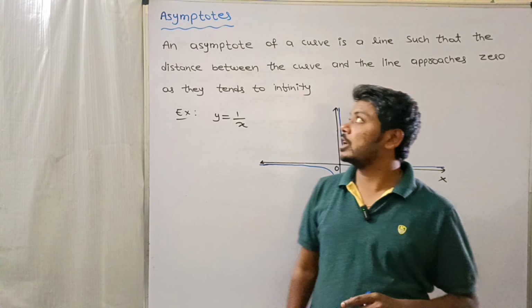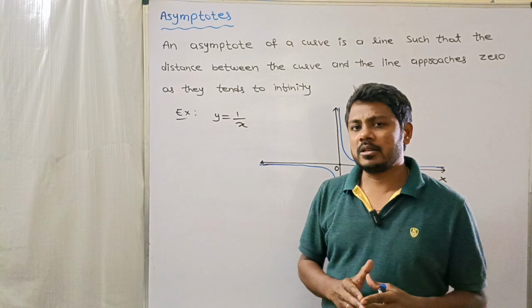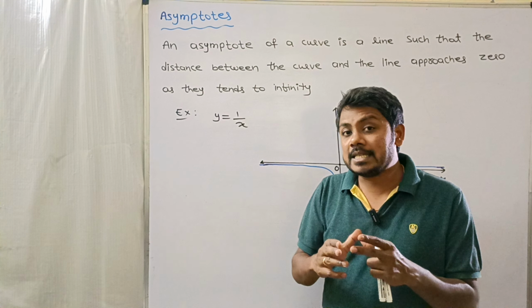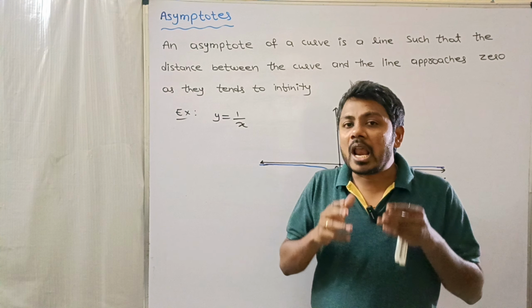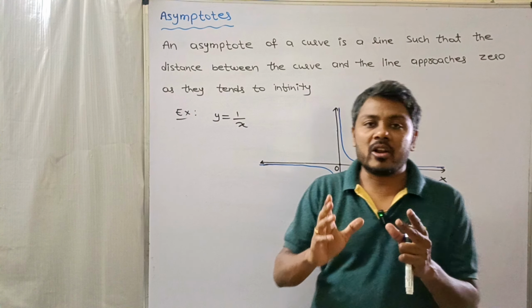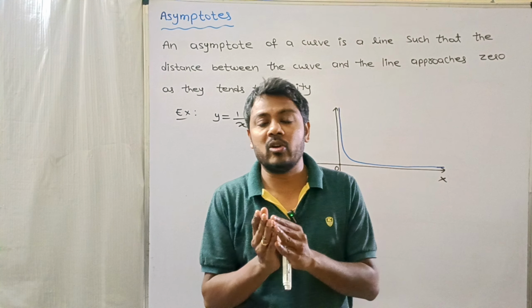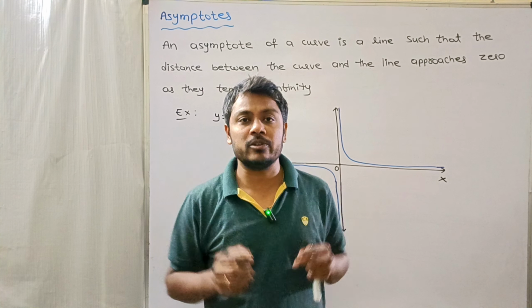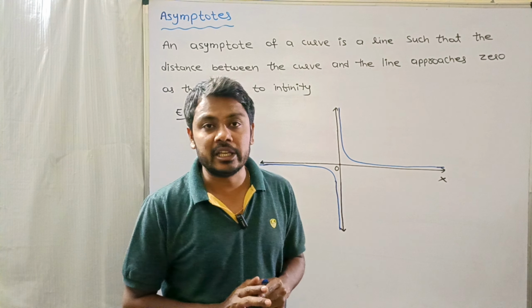So without delay, coming to the topic, asymptotes. What is meant by asymptotes? Asymptotes exist for curves only. Simply, they are lines. See here, an asymptote of a curve is a line such that the distance between the curve and the line approaches 0, but they do not touch even at infinity.